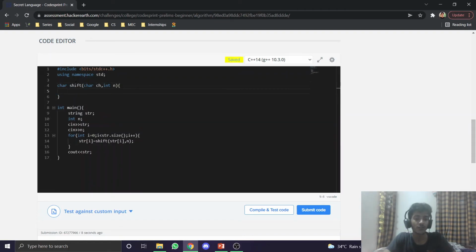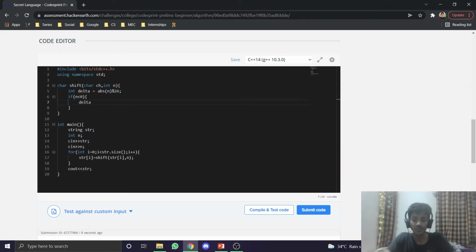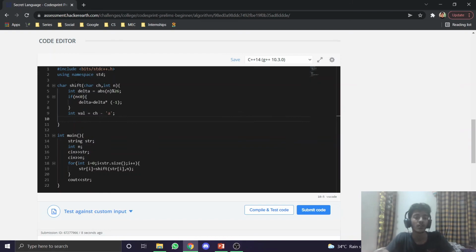So first we need to find the delta value, right? So int delta equal to absolute of n modulo 26, and if n is less than 0, we need to make delta negative again: delta equal to delta times minus 1. Now we need to reduce the characters to 0 to 25. So int val equal to ch minus a, that is 97. So now we need to do the mathematics: value equal to value plus delta. So it will do the shifting operation.